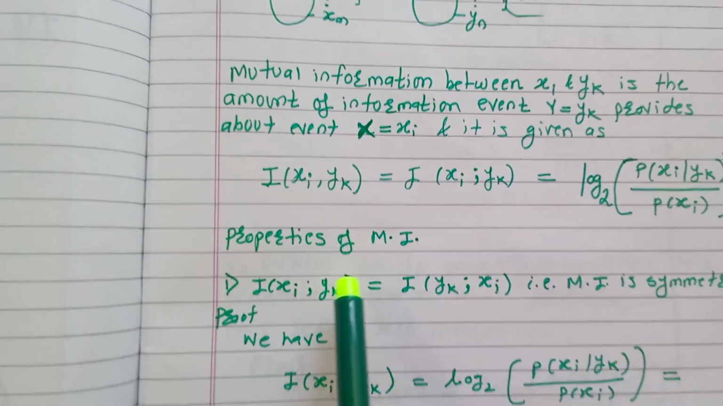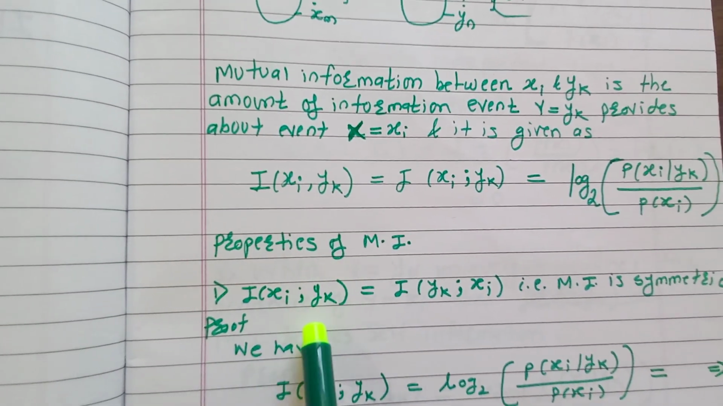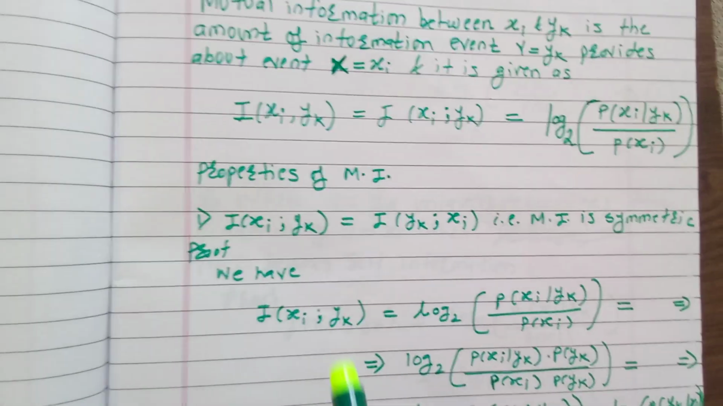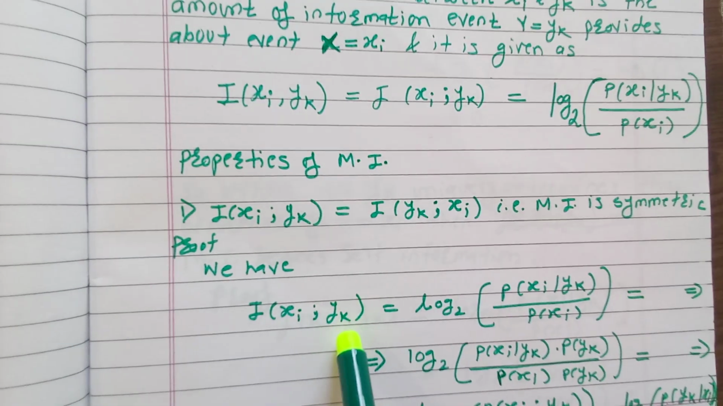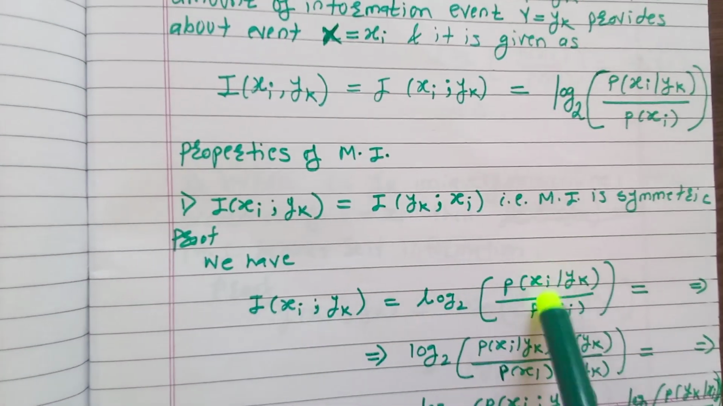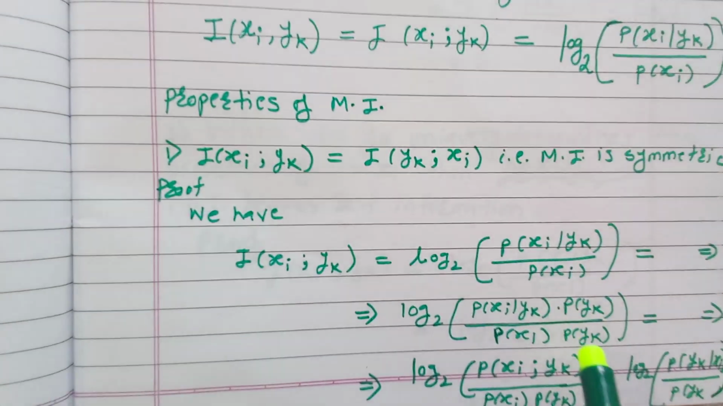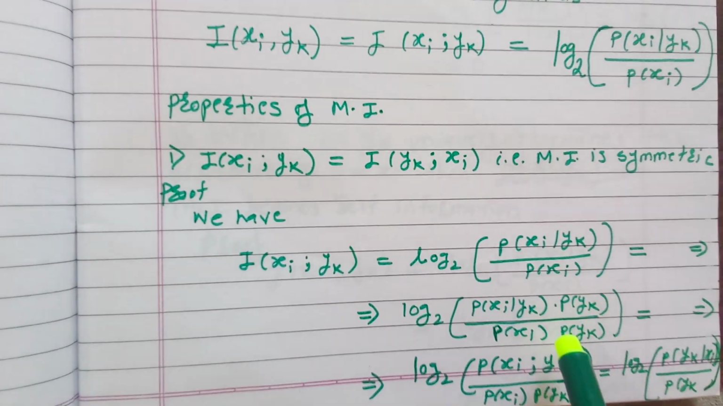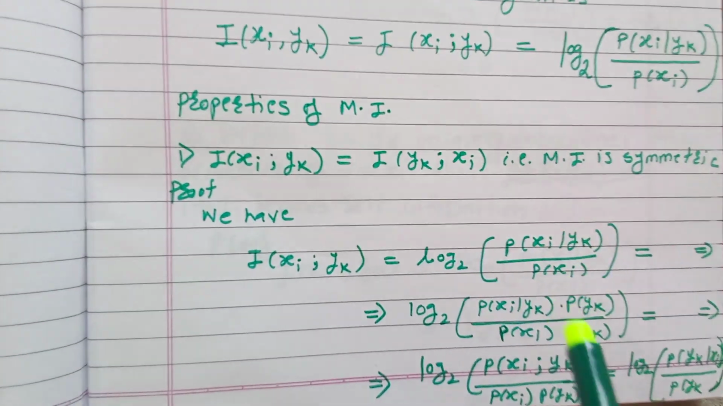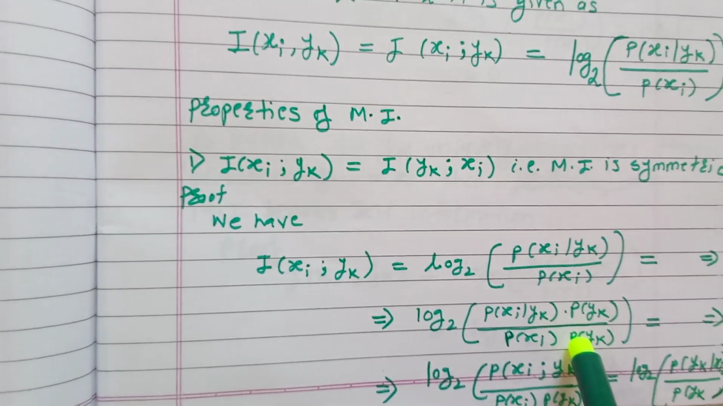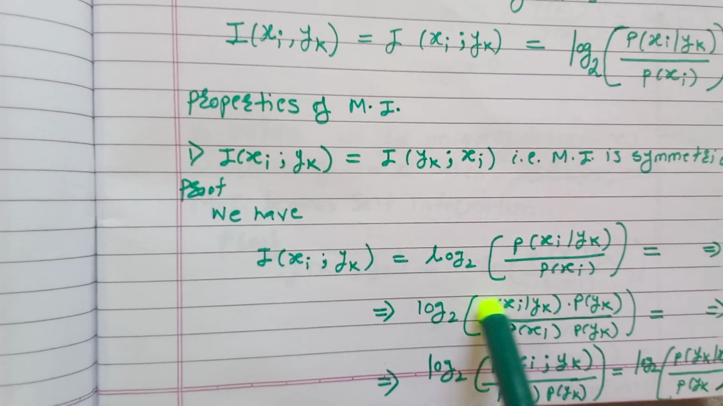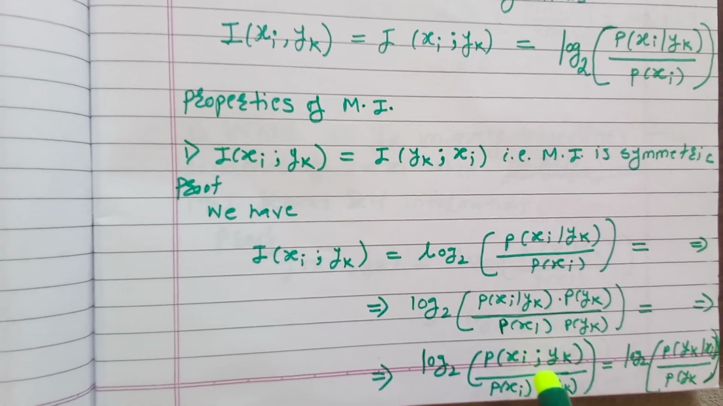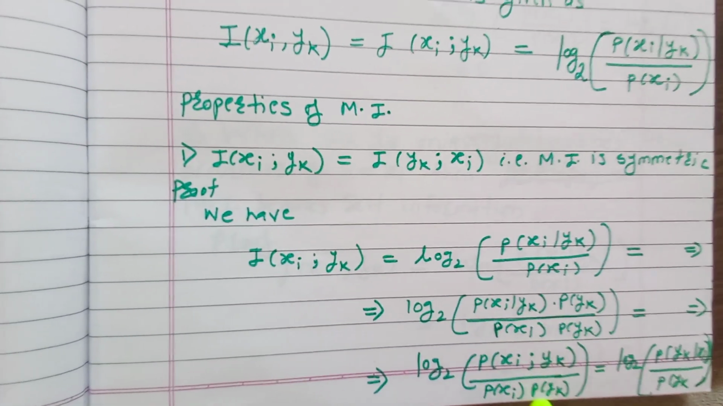After that, let us see the properties of mutual information. I of xi semicolon yk is equal to I of yk semicolon xi. That means mutual information is symmetric. Now let us see the proof of it. I of xi semicolon yk is equal to log 2 of p of xi given yk divided by p of xi. In the next step, we multiply it by p of yk and divide by p of yk. There will not be any change in this expression, because we are dividing as well as multiplying by p of yk. Now this is nothing but the joint probability p of xi comma yk divided by p of xi into p of yk.